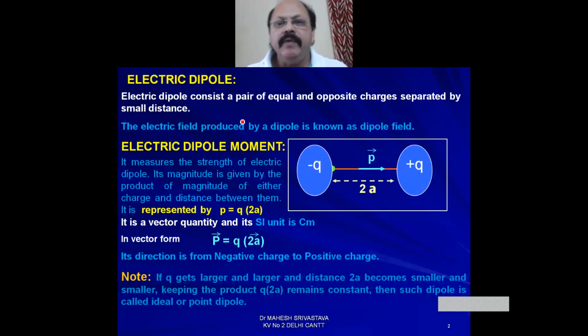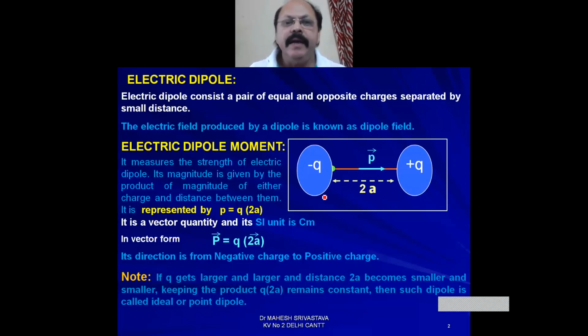And the electric field which is produced by the electric dipole is known as electric dipole field. And the strength of this electric field produced by the electric dipole is measured by a physical quantity called electric dipole moment. It is given by the product of the magnitude of either charge and the small distance between them.